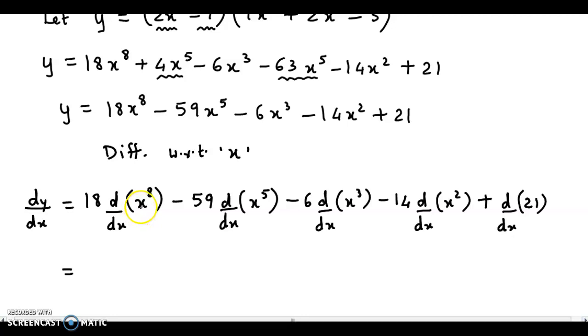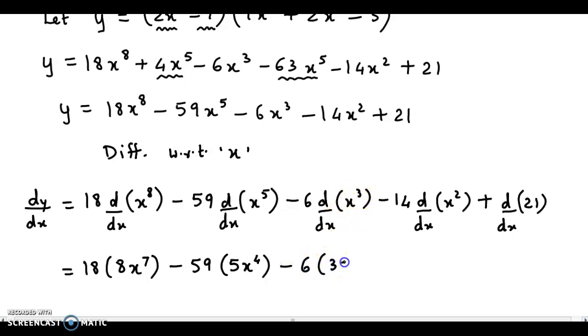Now here we apply the formula for x raised to n. Derivative of x raised to n is n times x raised to n minus 1. So using that formula we get 18 times 8 into x raised to 7 minus 59 into x raised to 5. If we take the derivative, we have 5x raised to 4 minus 6 into derivative of x cube will be 3x square minus 14 into derivative of x square is 2x plus derivative of 21. 21 is a constant, so derivative value will be 0.